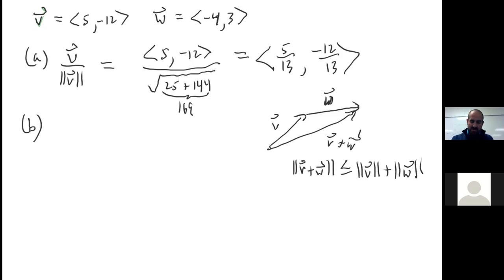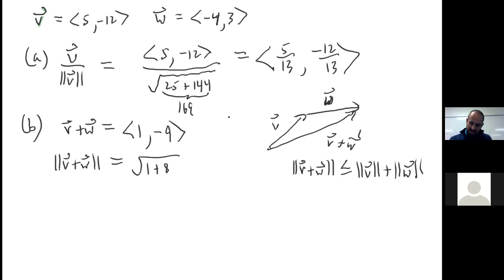What you have to do is compute what V plus W is. Okay, well, what is V plus W? Well, 5 plus negative 4 is 1, and negative 12 plus 3 is negative 9. Okay? So the length of V plus W is the square root of 1 plus 81, which is the square root of 82. Okay, that's it. All right, any questions on that? So we have a unit vector in the same direction of V. That was part A. Compute the length of V plus W. That was part B. What about part C?